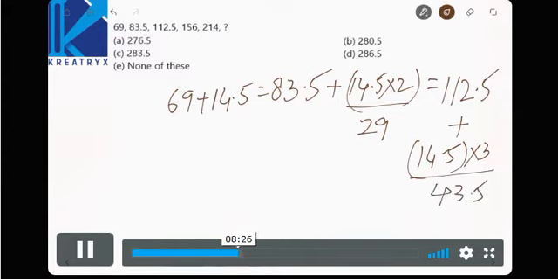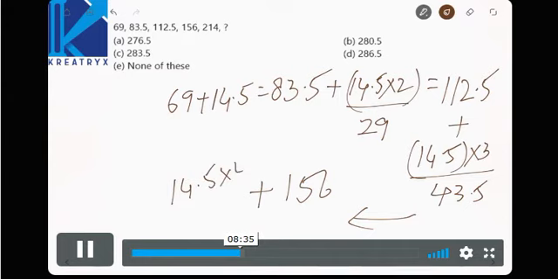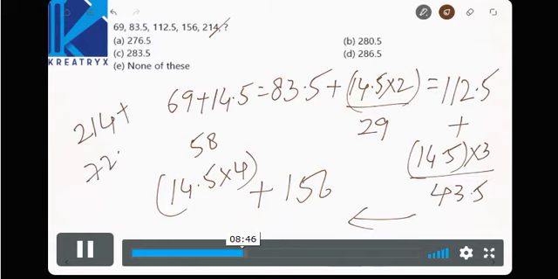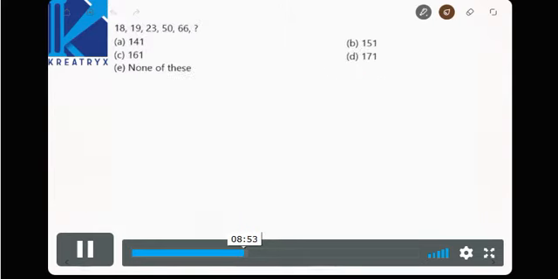So the next number will be 156, right? Plus 14.5 into 4 is nothing but 58. That will lead you to 214. Now the next number must be 214 plus 72.5. So your answer must be 286.5. Right? Observe the series things, guys. Okay, it can be done in multiple ways. I am explaining only one way to you, right? You can do it in many ways. This is not the only way to crack the number series.